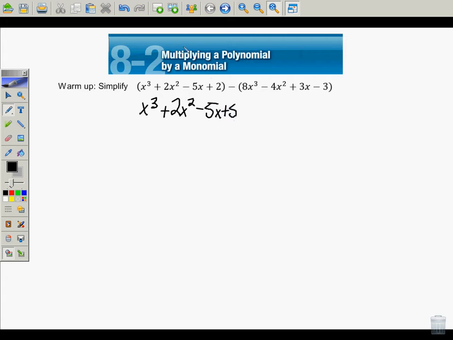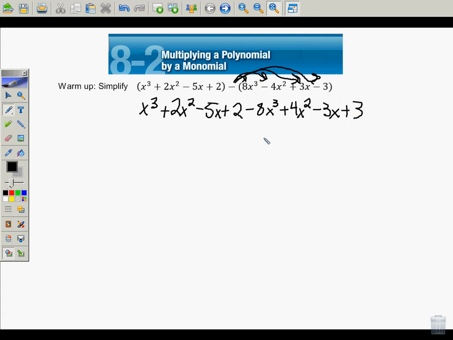2. And then if you look at our second one, we have the minus sign in front. Remember, when you have a minus sign in front of parentheses, you kind of distribute that negative sign to everything. And all it will do is change all the signs of the things in parentheses. So positive 8x cubed becomes minus 8x cubed. Negative 4x squared becomes positive 4x squared. Positive 3x becomes negative 3x. Negative 3 becomes positive 3.